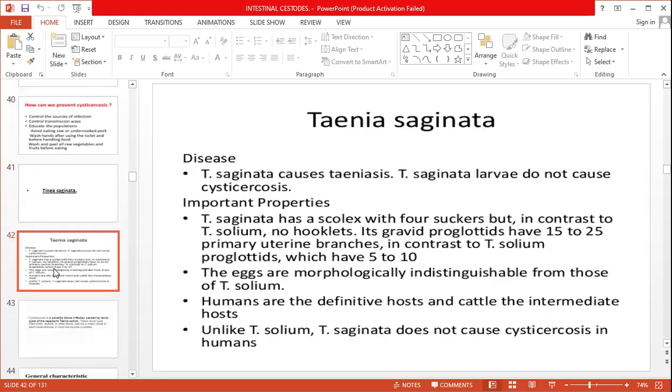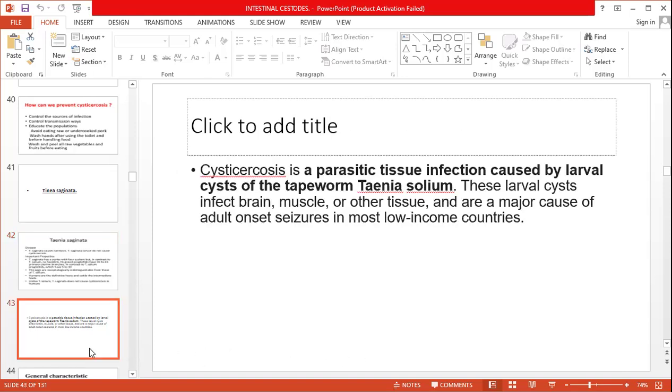Taenia saginata causes taeniasis infection, and the T. saginata larvae do not cause cysticercosis. The important properties: Taenia saginata has a scolex with 4 suckers, but in contrast to Taenia solium, no hooklets. Gravid proglottids have 15 to 25 primary uterine branches in contrast to solium. Eggs are morphologically indistinguishable from those of Taenia solium. Humans are the definitive host, while cattle are the intermediate host. Taenia saginata does not cause cysticercosis in humans.